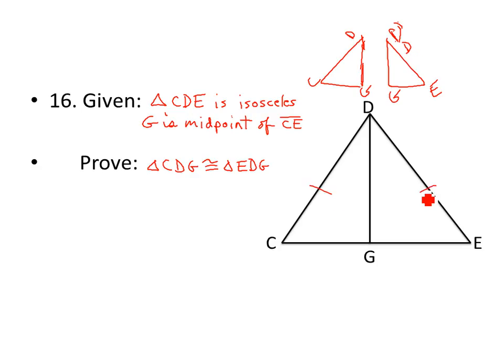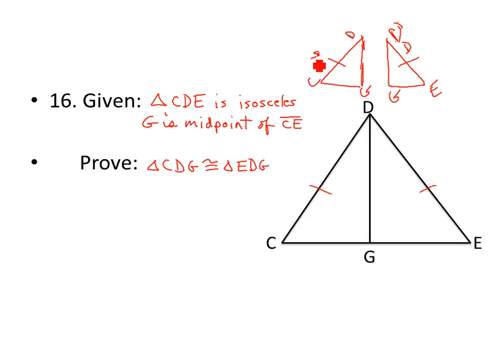Are those 2 sides in our 2 triangles that we're trying to prove congruent? Is segment CD in one of those triangles? Yes. Is segment DE in one of those triangles? Yes. So right now, we have a pair of sides, right? Is that enough to say the 2 triangles are congruent? So then we go on to the next thing.